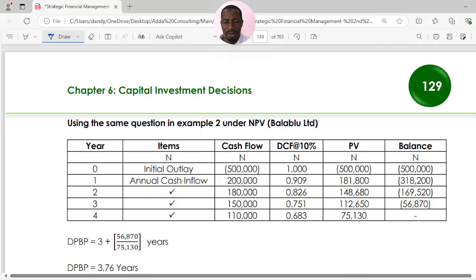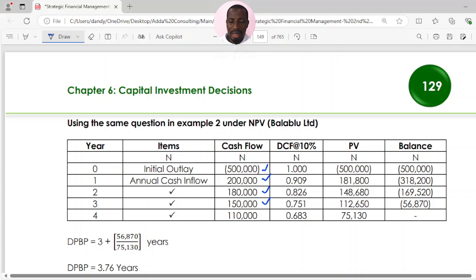There's a particular question we solved under NPV for Bala Blue Limited. The cash outflow of that project is 500,000 naira. In year one, we have a cash inflow of 200,000. In year two, a cash inflow of 180. In year three, a cash inflow of 150.